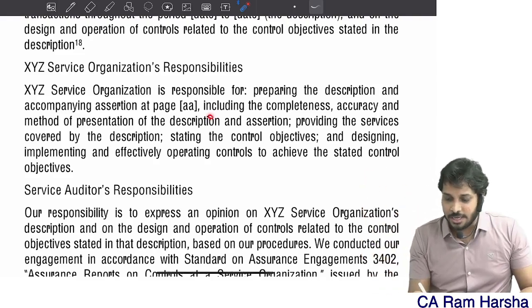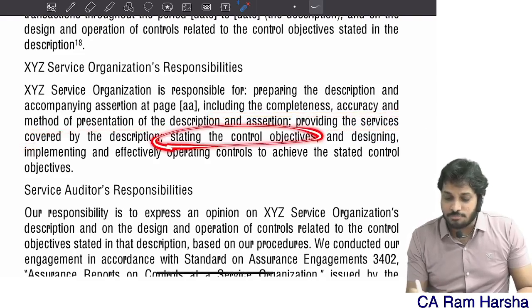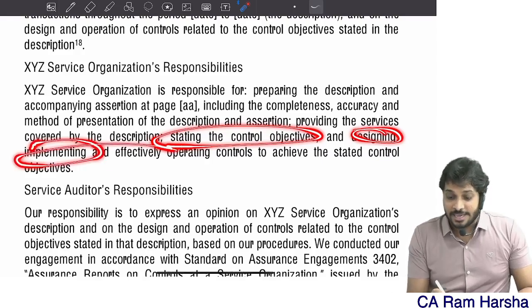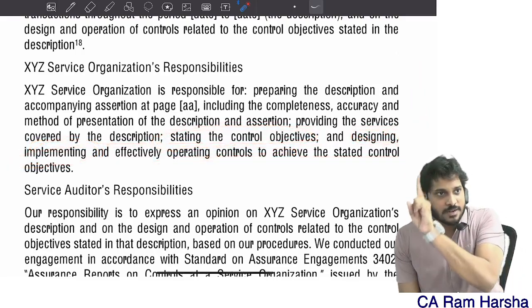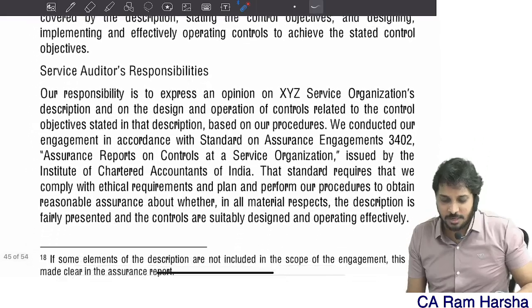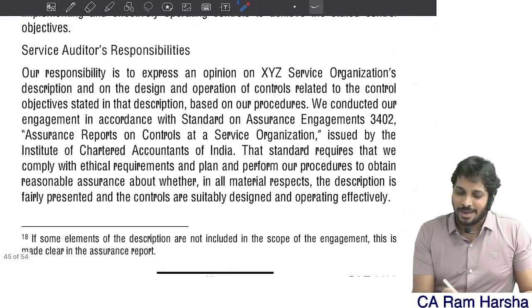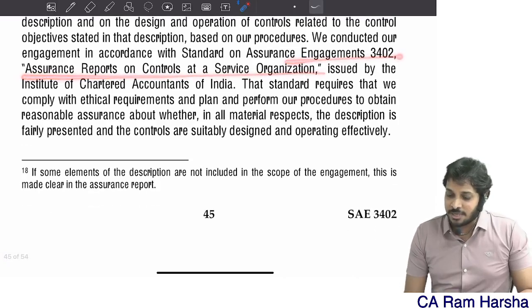Who prepared it? Management prepared it. Including completeness, accuracy, providing the services, stating control objectives, designing, implementing them, effectively operating the controls. For entirely who is responsible? Management of service organization, management of Amazon, management of ADB Incorporation is responsible. Then what is service auditor responsibility? My responsibility is to express opinion. We conduct our audit, we conduct our assurance as per 3402.